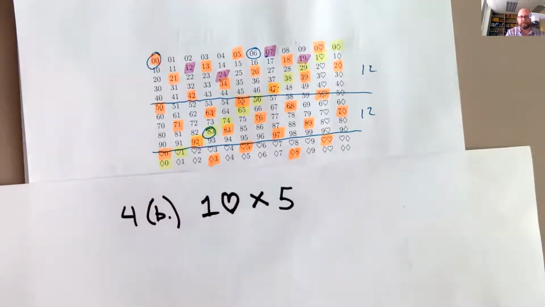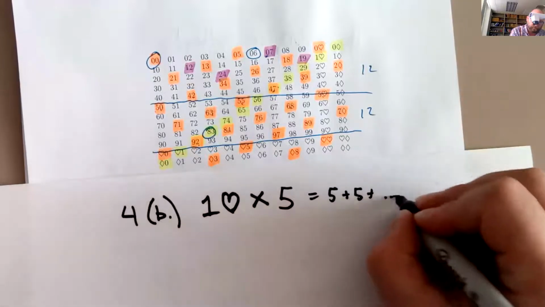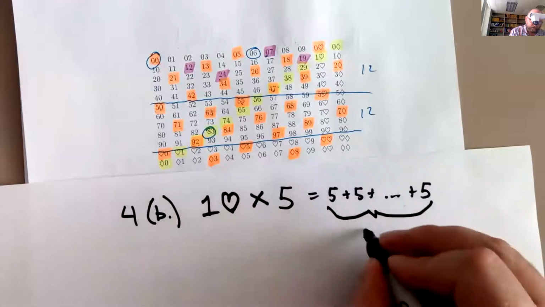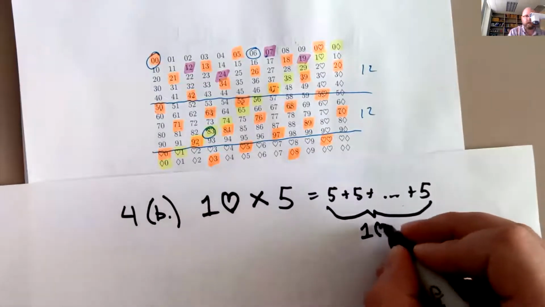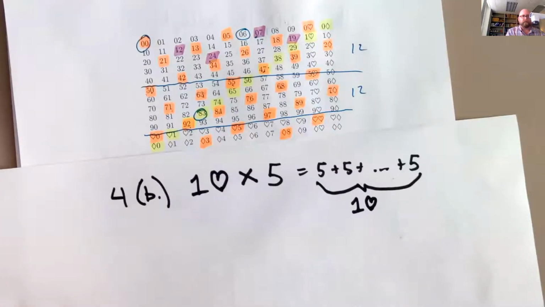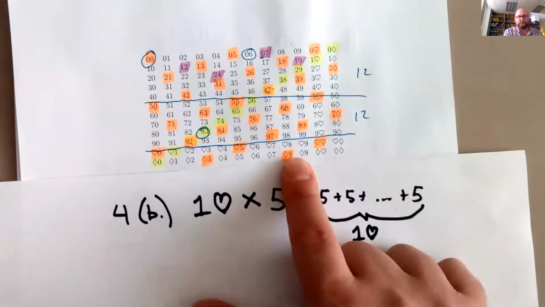Well, by definition, this is 5 plus 5 plus a bunch of 5s, where there are 1 heart 5s. Now, if you did question 1, you should have already marked off the multiples of 5 in the base 12 grid. Here I have the multiples of 5 marked off in orange, just ignore everything else.